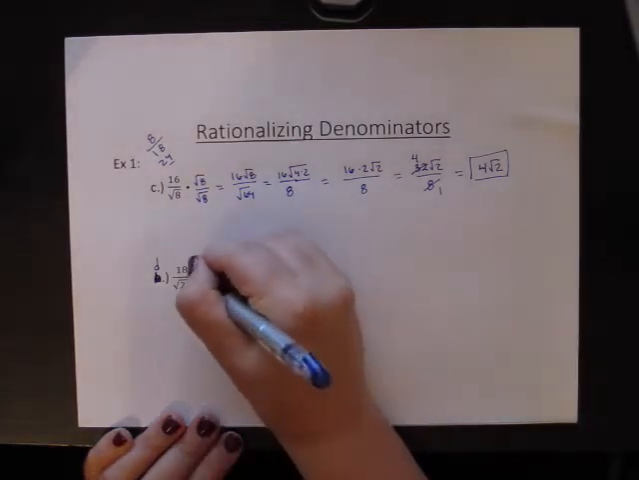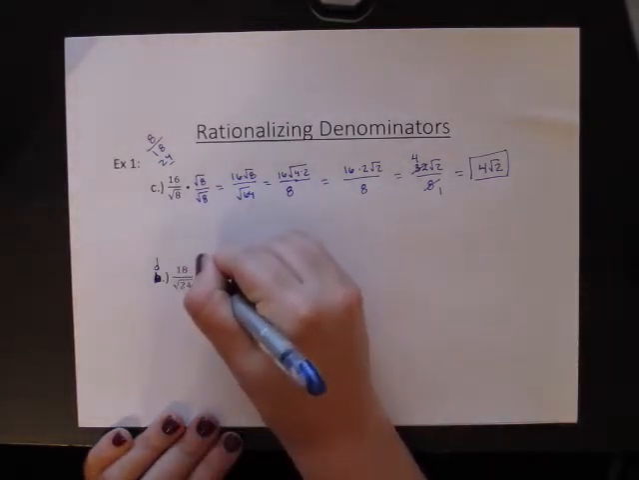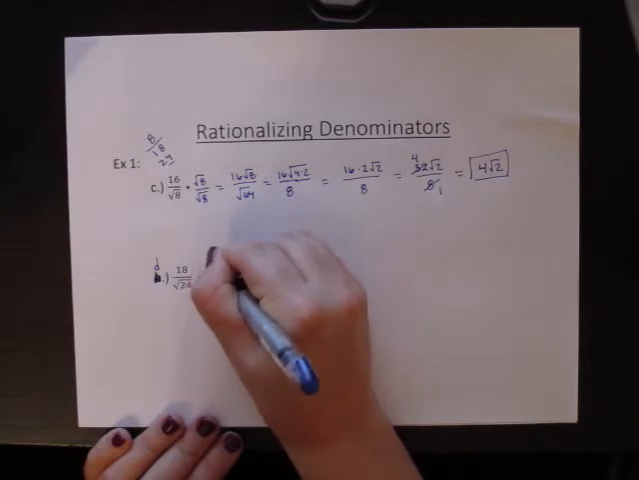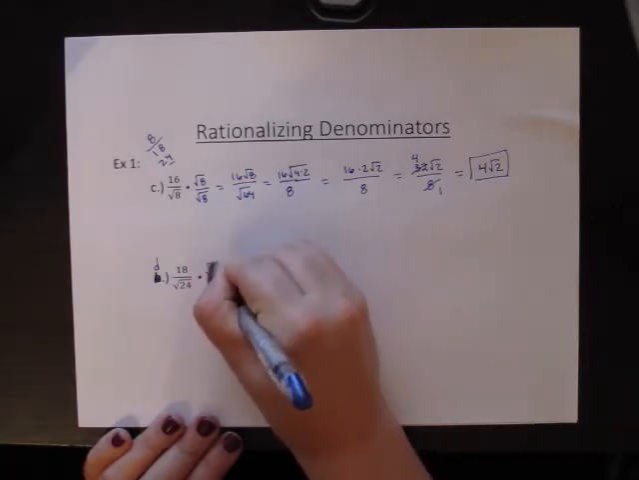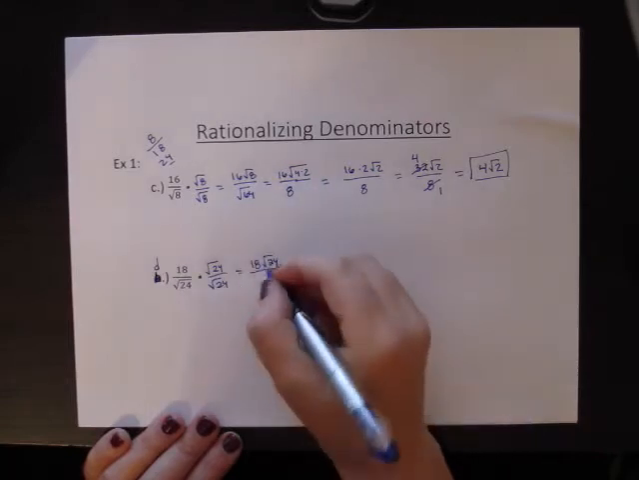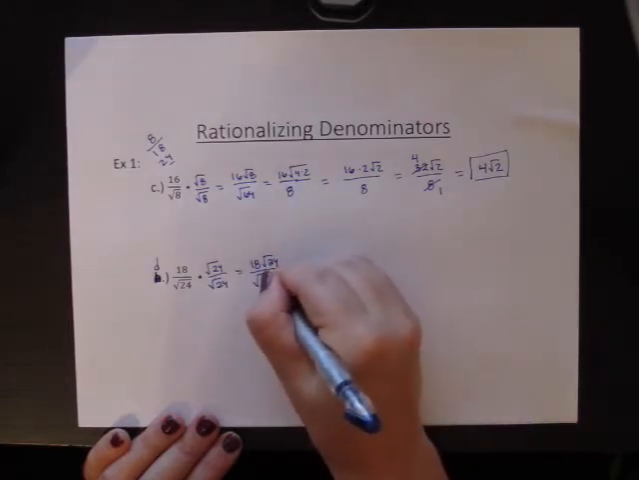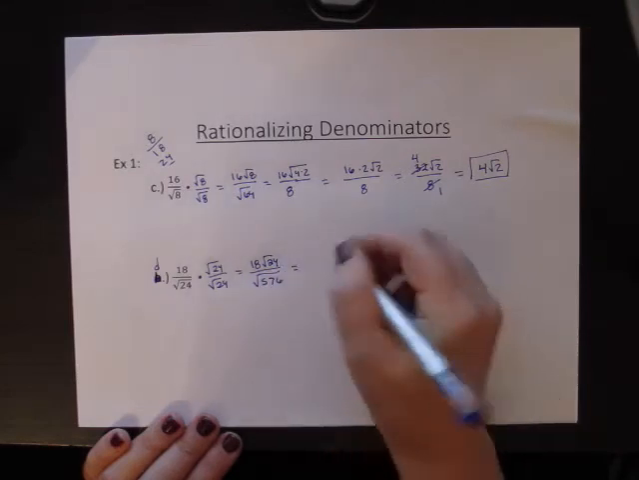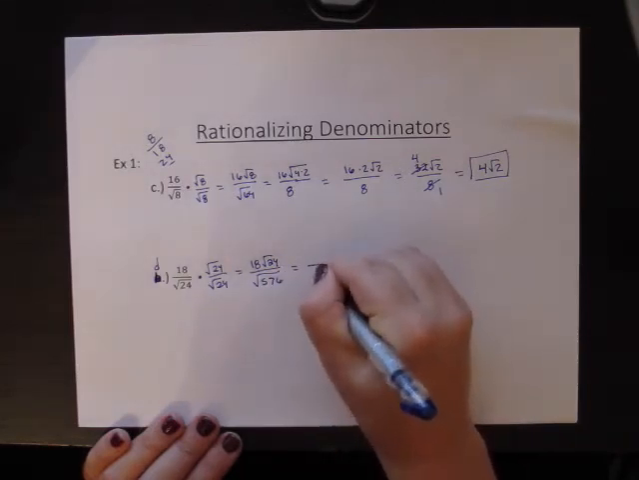Okay, so for D, I got 18 over the square root of 24. We can't have a radical in the denominator, so we go square root of 24 over the square root of 24. So we get 18 square root 24 over the square root of 576. So that will be 24 right here.